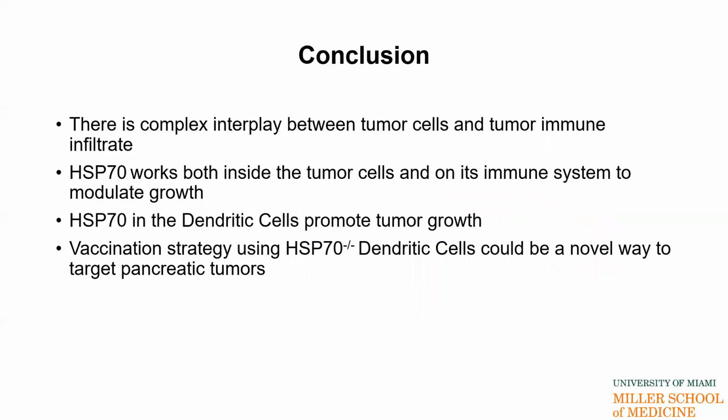Now, in conclusion, we show that there is a complex interplay of tumors and their immune microenvironment, that HSP70 in the dendritic cells plays an important immunomodulatory role, and further research holds great promise in studying these in detail to design tumor vaccination strategies.